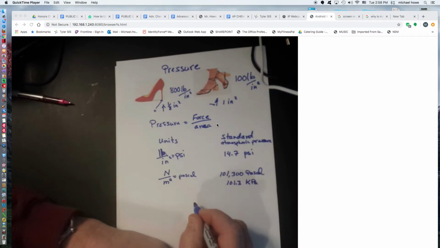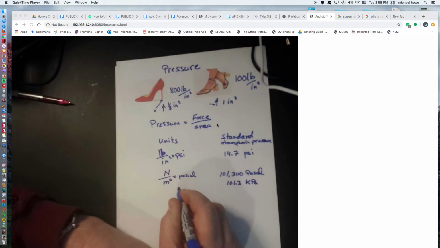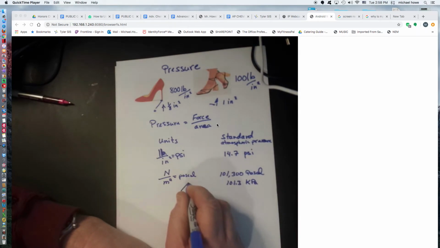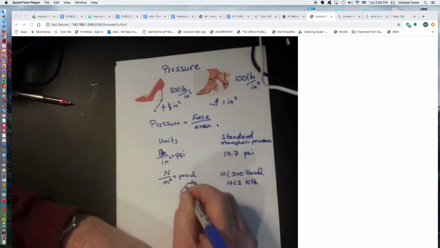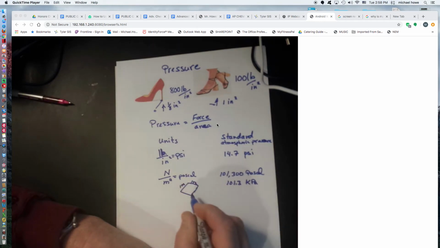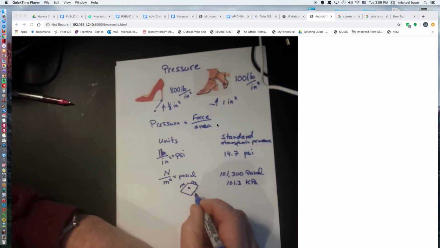So let's talk about what a pascal is. I'm going to draw here a square meter. Try and make it look a little bit three-dimensional. Can you visualize a 1 meter square, not perfectly square, but use your imagination, sitting on the table or on the floor? And then on that square meter we have a little hamburger.